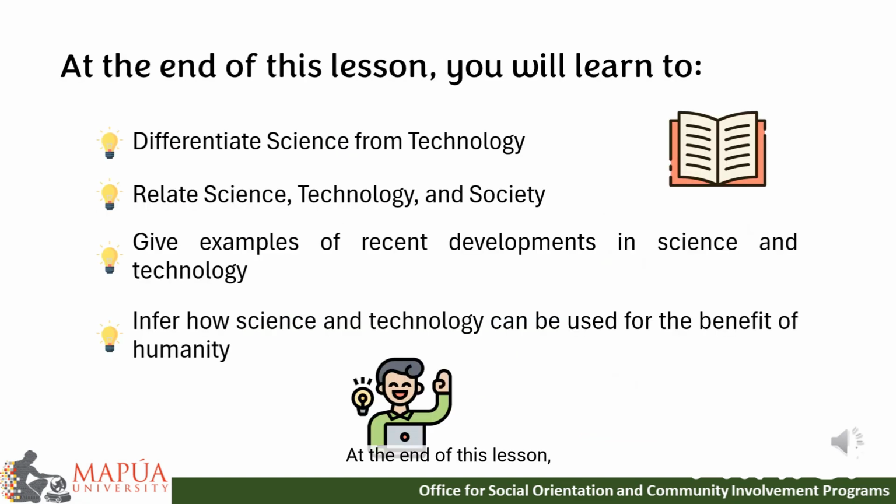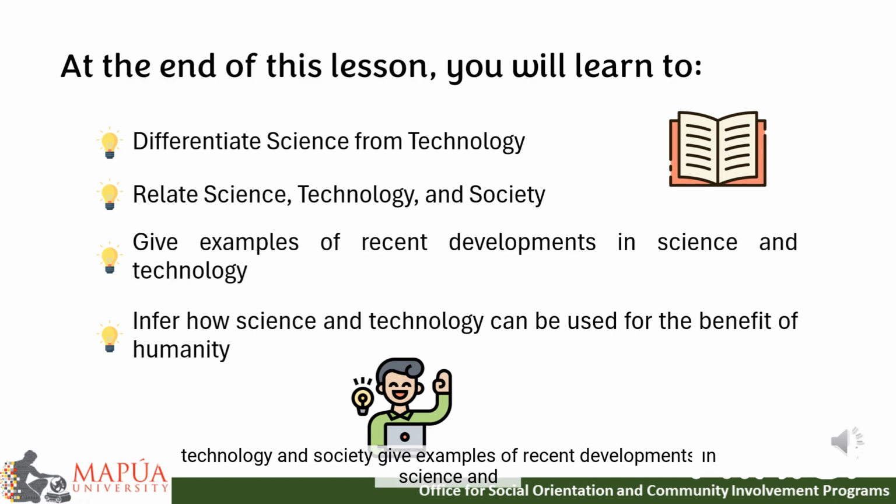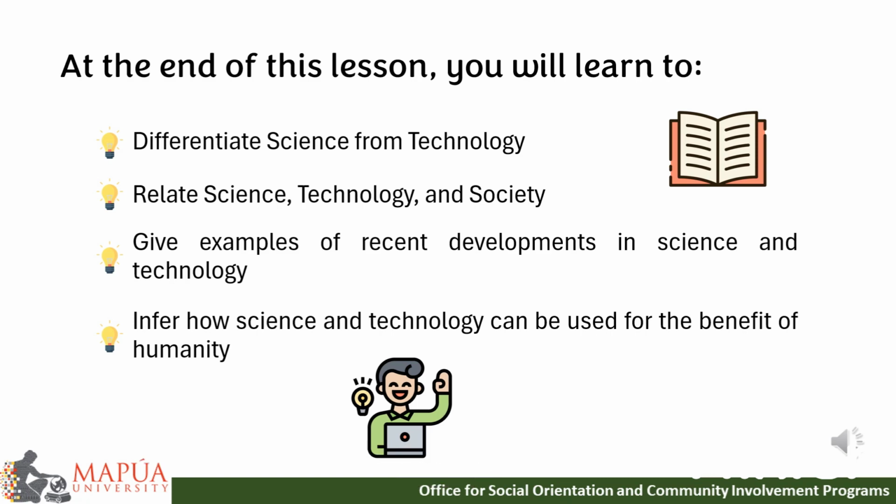At the end of this lesson, you will learn to differentiate science from technology, relate science, technology, and society, give examples of recent developments in science and technology, and infer how science and technology can be used for the benefit of humanity.